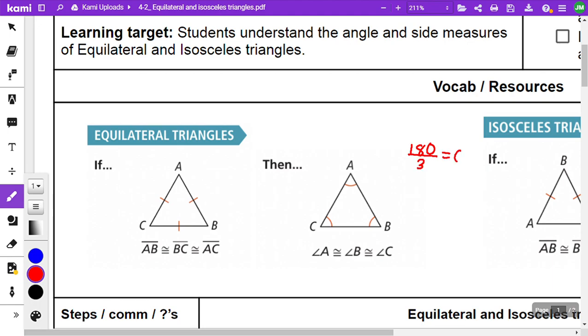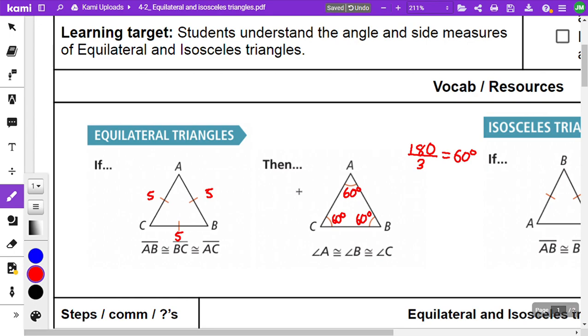60 degrees each, okay? So if it's not labeled in a problem and it says it's an equilateral triangle, or you see matching notches, you can say that each of these would be 60 degrees. As far as the sides, if they're not given, we can't tell for sure, but if one is given, let's say that B is 5 units, then we can conclude that the rest of them should be 5.